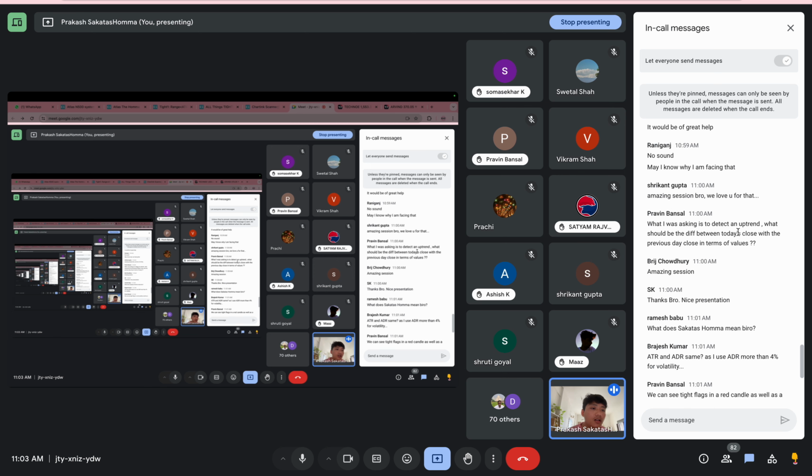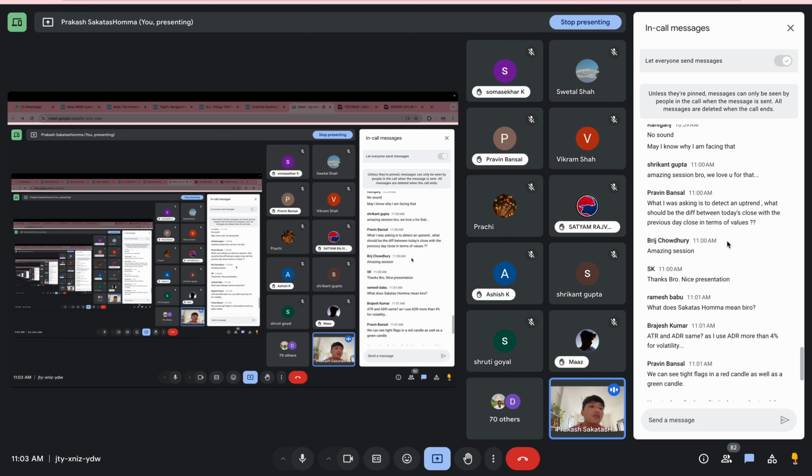What I was asking: to detect an uptrend, what should be the difference between today's close and the previous day's close in terms of value? So this is again, Praveen, a good question. This depends on what the general market is. If I ask you, if a stock on a 20-day time period is giving you a 20% move, is that a strong stock for you? Objectively, the answer is yes, because a 20% move is really strong.